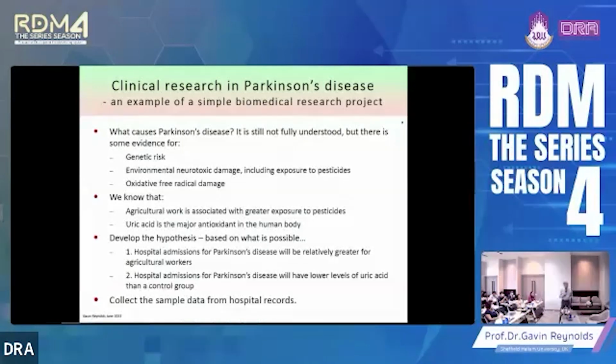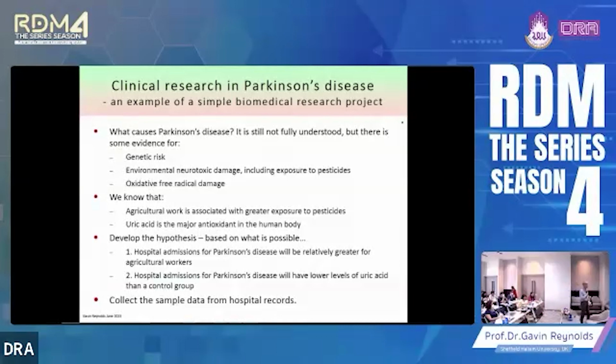We also know that there is a circulating antioxidant in the body, often not really considered as very important, and that is uric acid. Uric acid causes gout when there's too much of it. But when there's too little of it, you don't have enough antioxidant prevention.